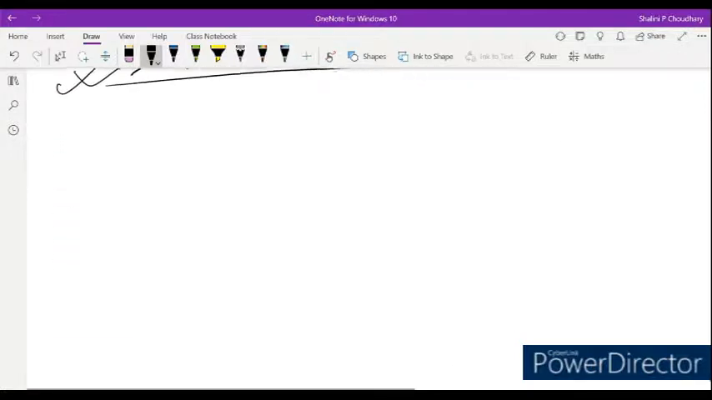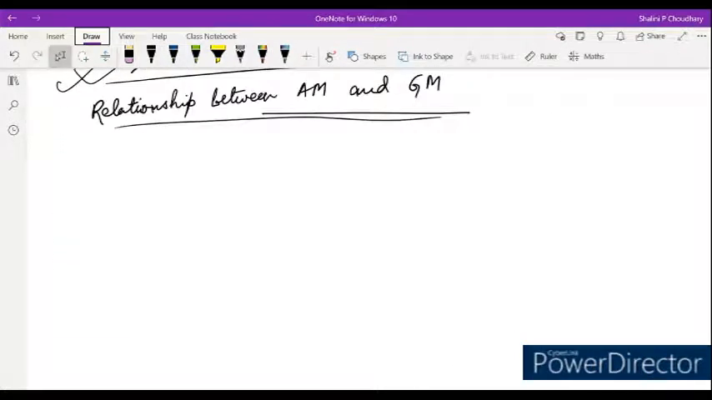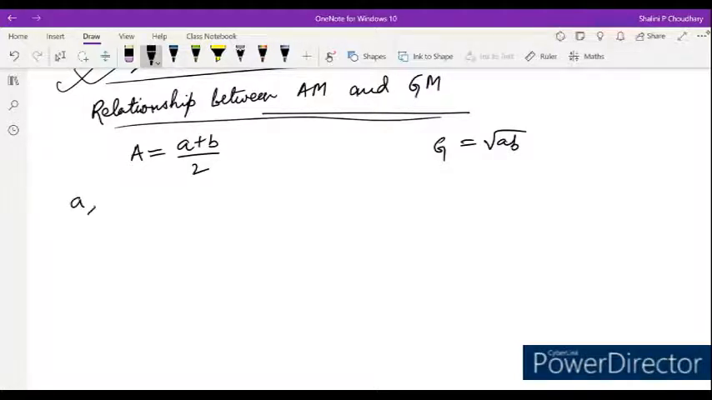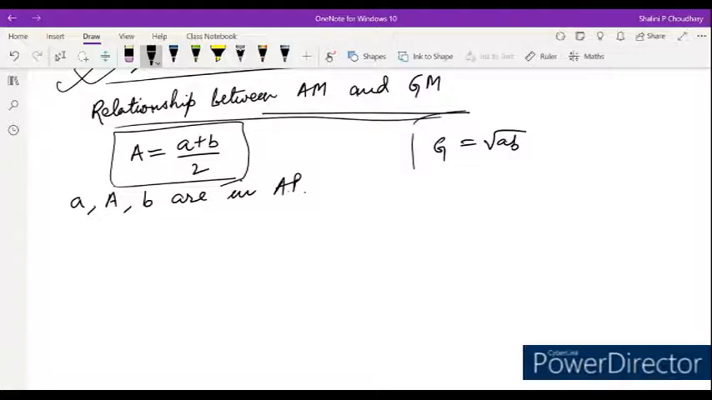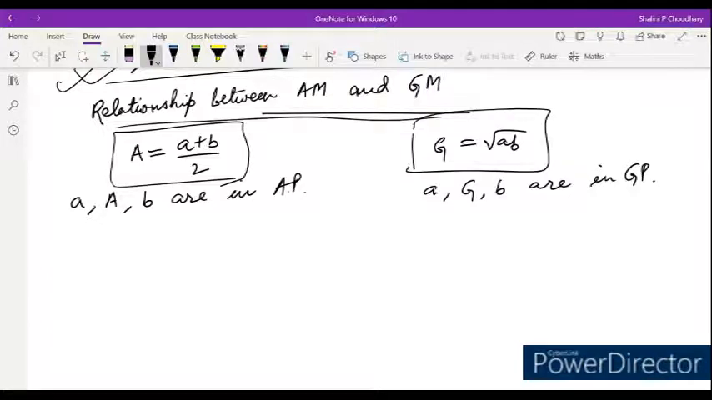Now we'll see the relationship between AM and GM, arithmetic mean and geometric mean. AM is denoted by A, GM is denoted by G. AM is equal to a plus b divided by 2, GM is equal to square root of ab. Such that A and b are in AP, then this is the value of A, and this is the value of G when a, G and b are in GP. Now we have to see the relationship.